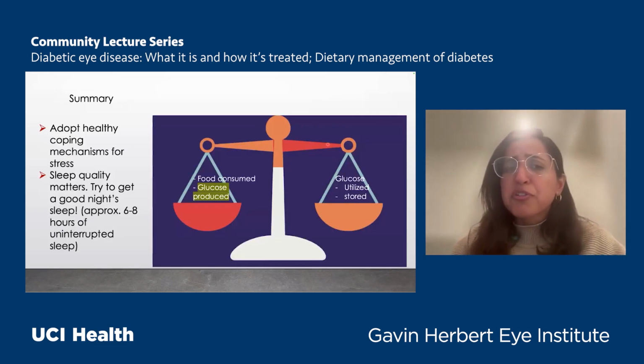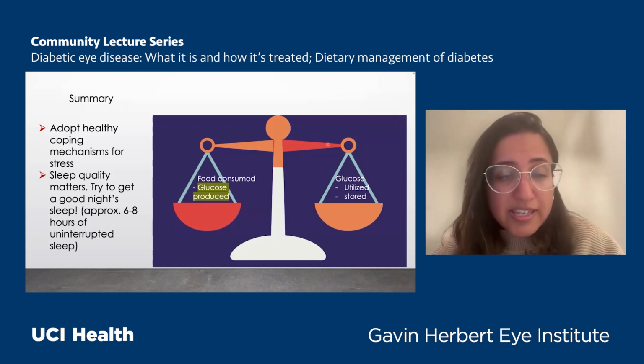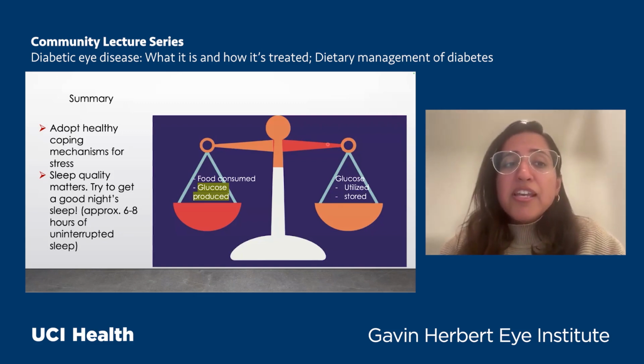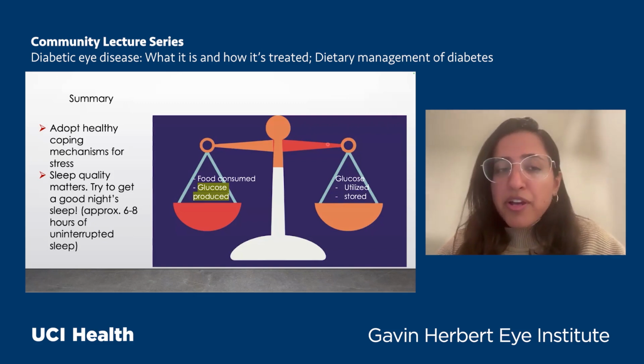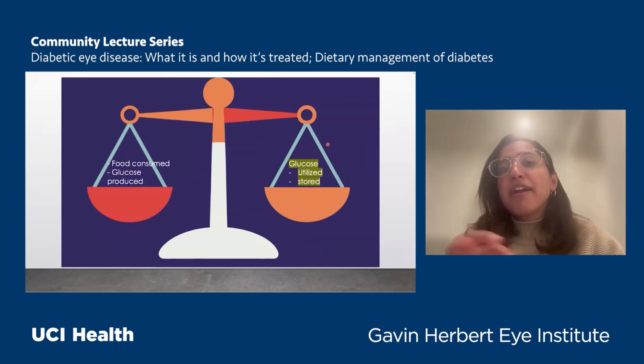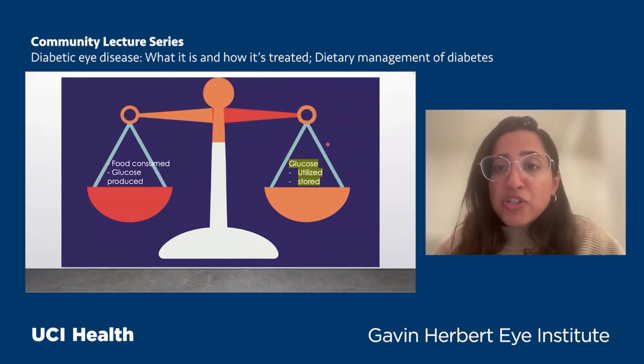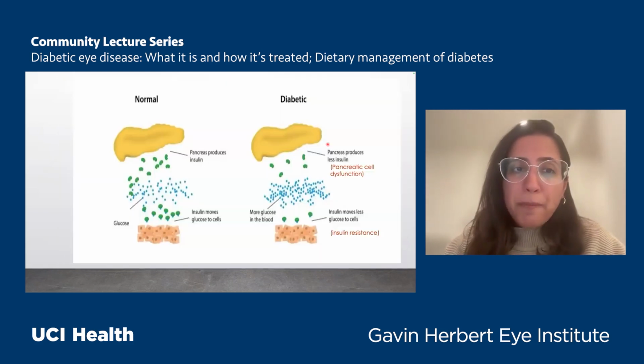So, in summary, for glucose production, try to adopt healthy coping mechanisms for stress, and your sleep quality matters. So, try to get at least 6 to 8 hours of uninterrupted sleep. Now, let's talk about the other end of our scale. So, glucose utilization and how glucose is stored.